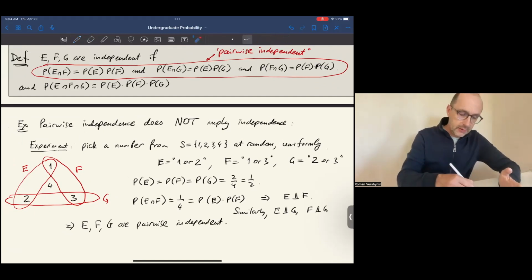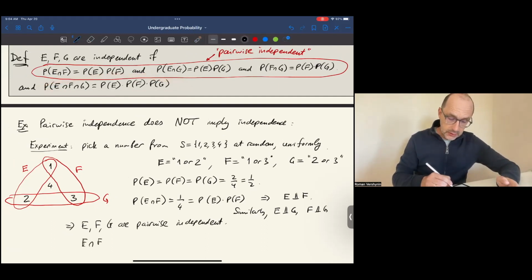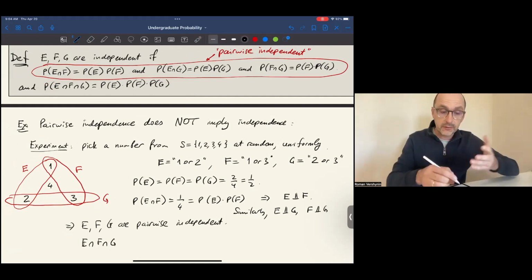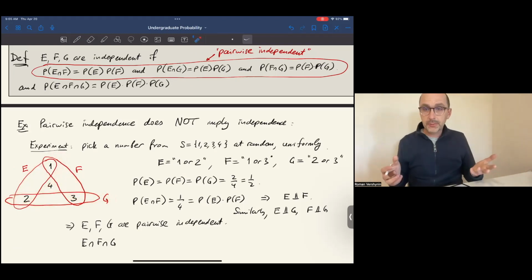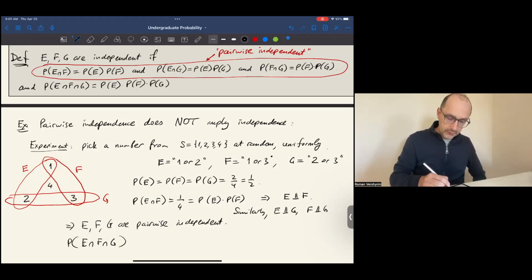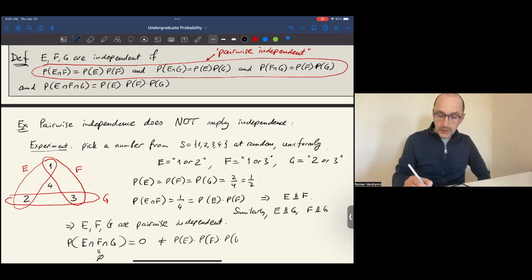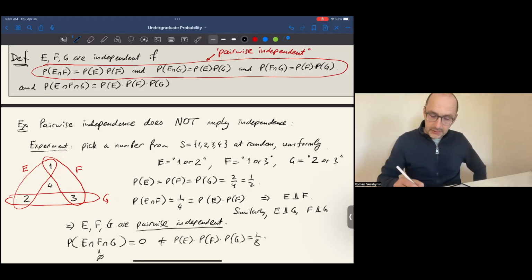Are they fully independent? Does this hold? No. And that's because the intersection of E, F, and G, all these three events, is empty. There is no element, no number between 1 and 4 that belongs to all of these three events together. So the probability of this is 0. And it's not the same as P of E times P of F times P of G, which would be 1/2 times 1/2 times 1/2, which is 1/8. So while these events are pairwise independent, they are not fully independent.